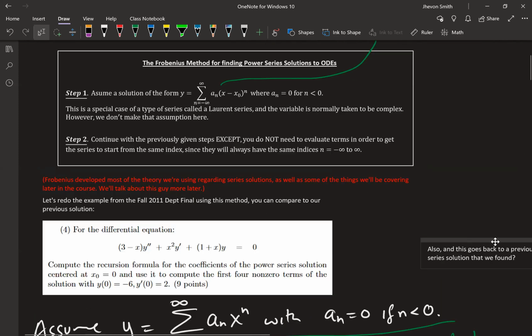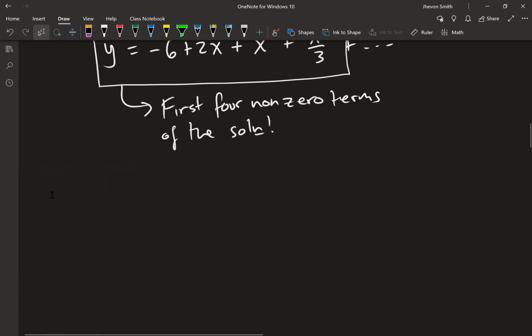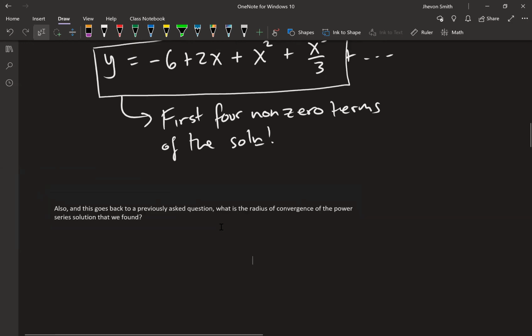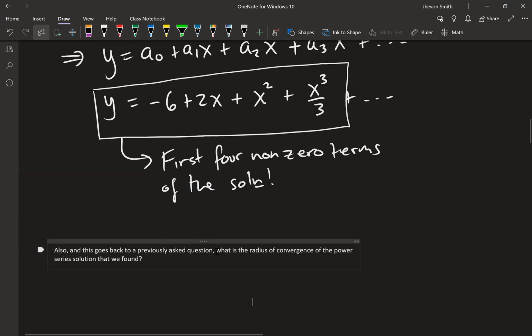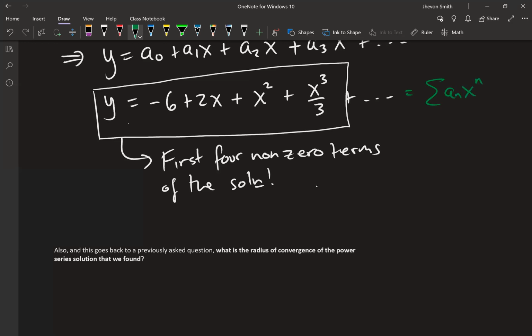Here's something that I want to make sure that we can answer, and this kind of goes back to a problem that I asked in the quiz as well. If I were to ask you the following question: what is the radius of the power series solution that we just found? Radius of convergence. What would you say? If I were to write down an infinite number of terms, not just the first four, this is some sort of power series, a_n x^n. So if I wrote it down in general, what is its radius of convergence?